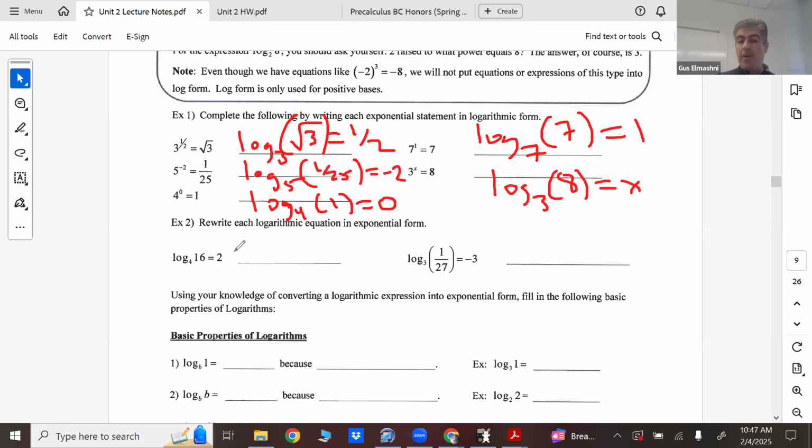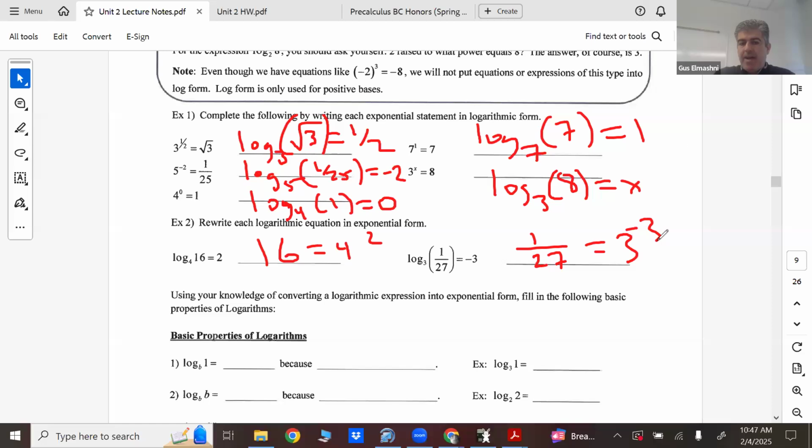Now, if I go the other way, how do I write the reverse? 16 equals what? Yeah, that's pretty easy. Or 1/27 equals what? 3, -3. Okay. All good? Yep.